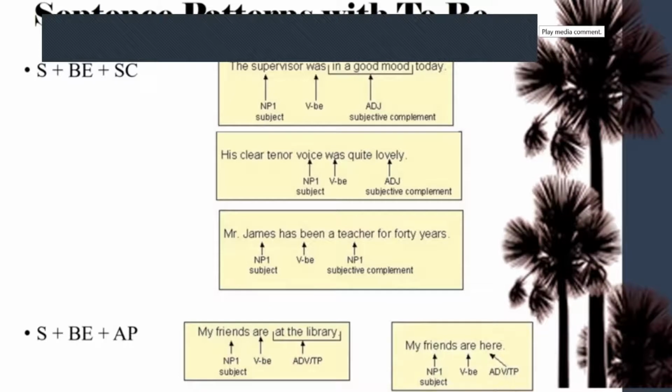Another pattern is a subject, to be, and an adverbial phrase. My friends are at the library. At the library functions as an adverb and tells you where your friends are. Similarly, my friends are here.